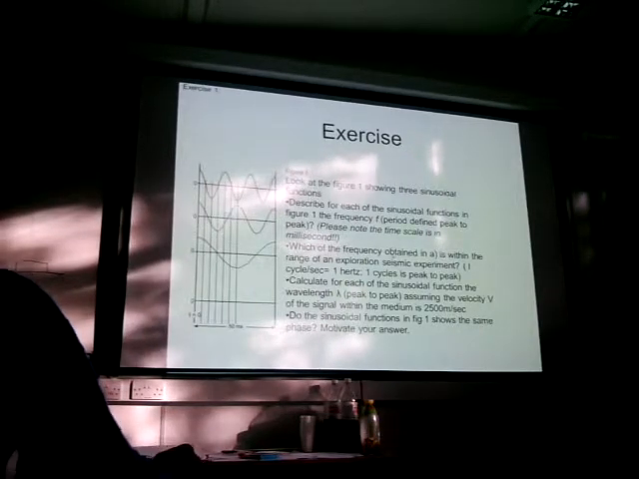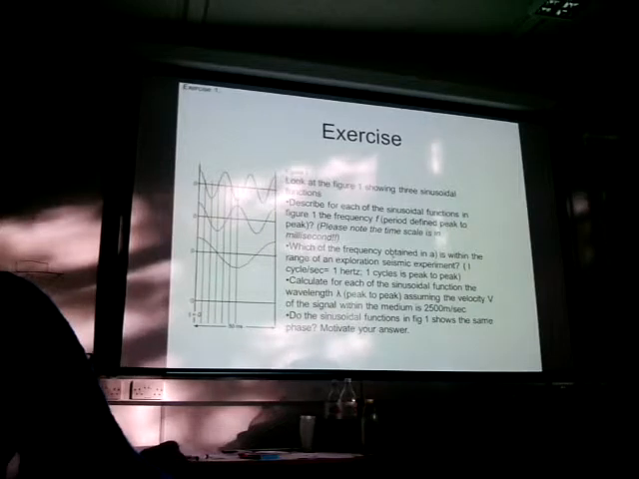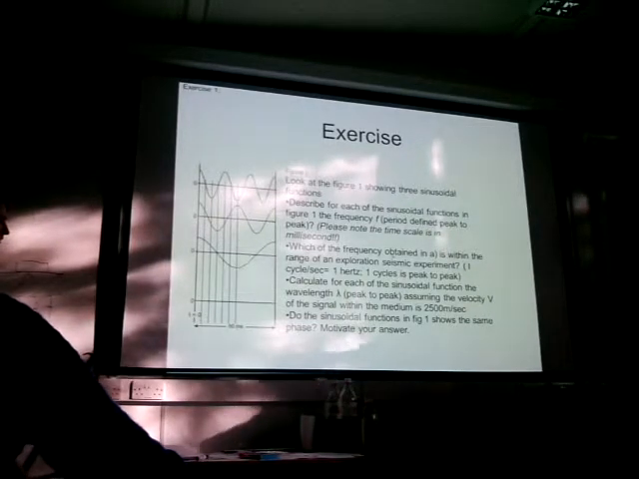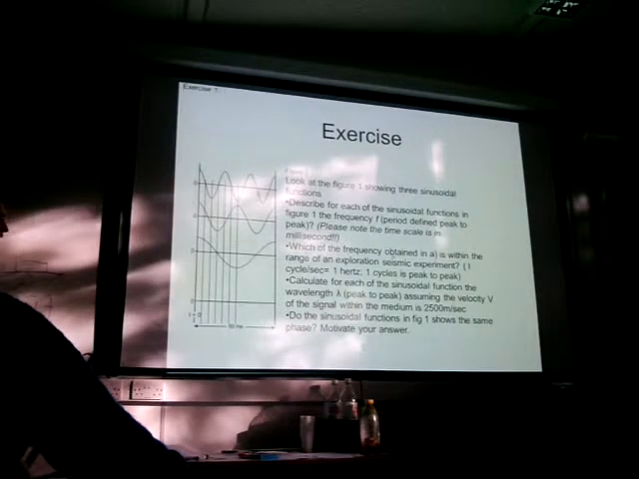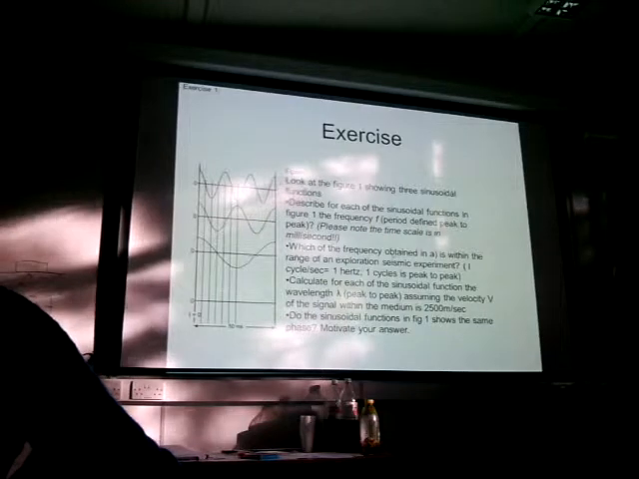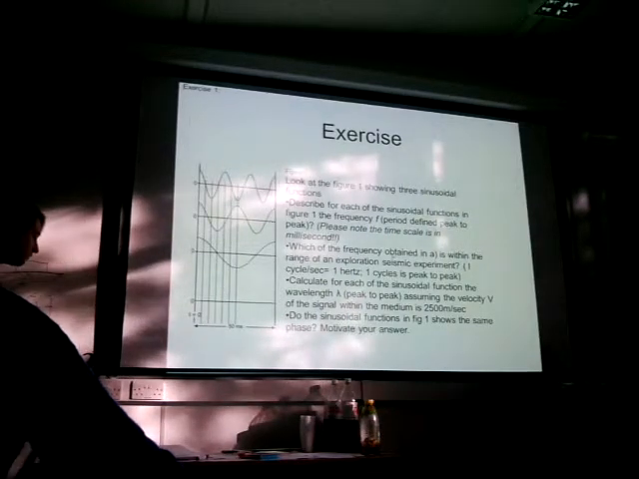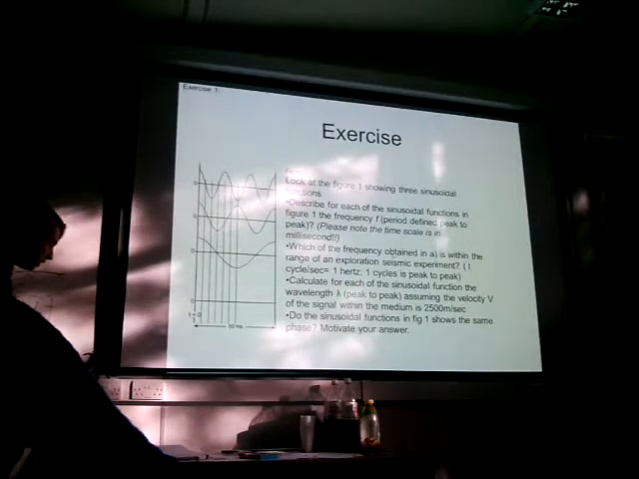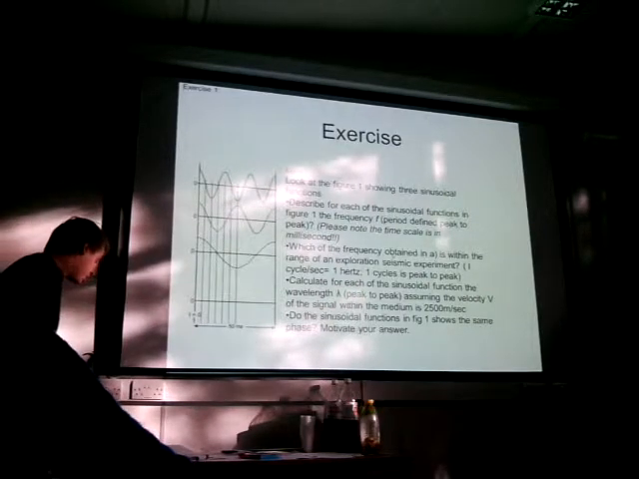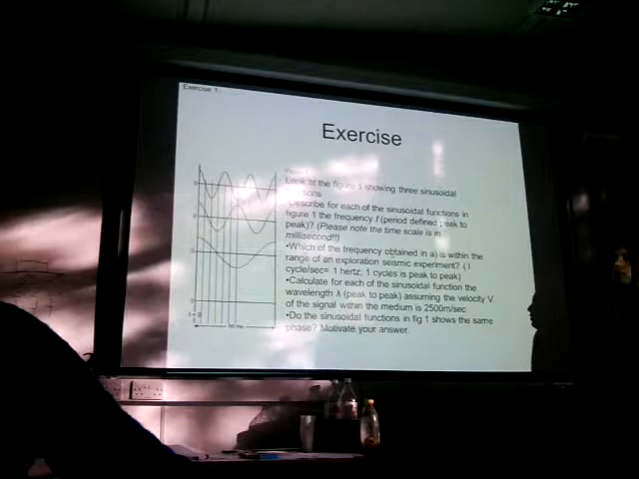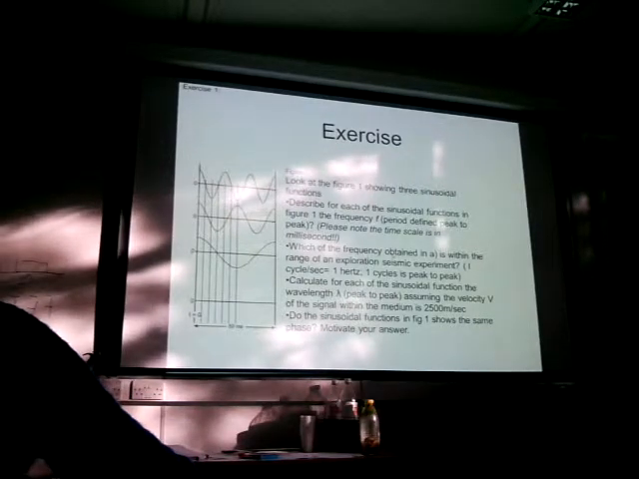Now calculate for each sinusoidal function the wavelength, assuming the velocity v of the signal in the medium is 2,500 meters per second. I got it wrong because I used the wrong scale. Fair enough. But how did you manage to do it, basically? I used the equation that the velocity is equal to the frequency times the wavelength, and then just rearranged it for wavelength.